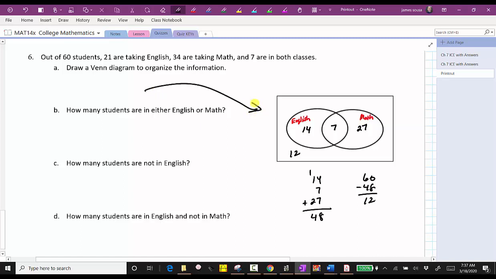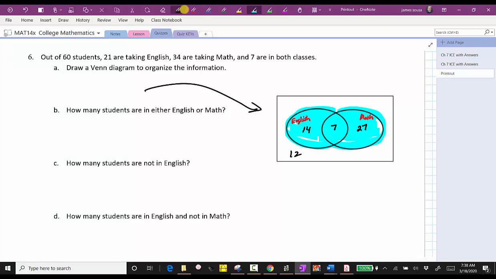And now let's answer some questions. Next, how many students are taking either English or math? The set of English or math is the union of English or math, which should be this set here. And we have 14 plus 7 plus 27, which is 48. There are 48 students taking English or math.